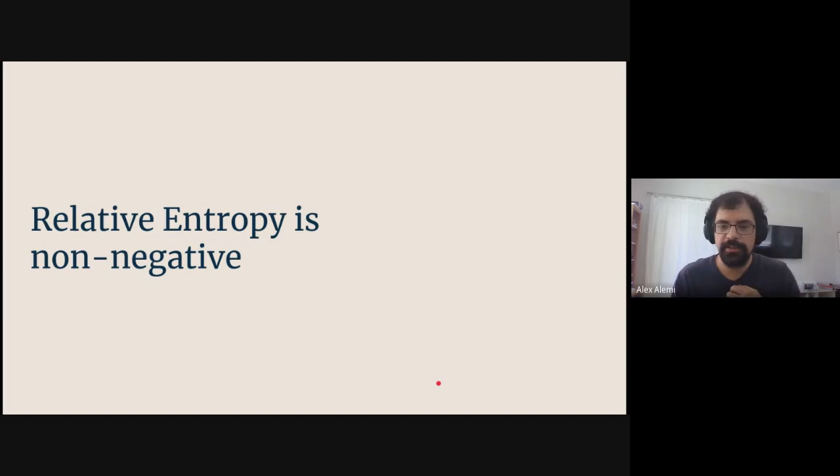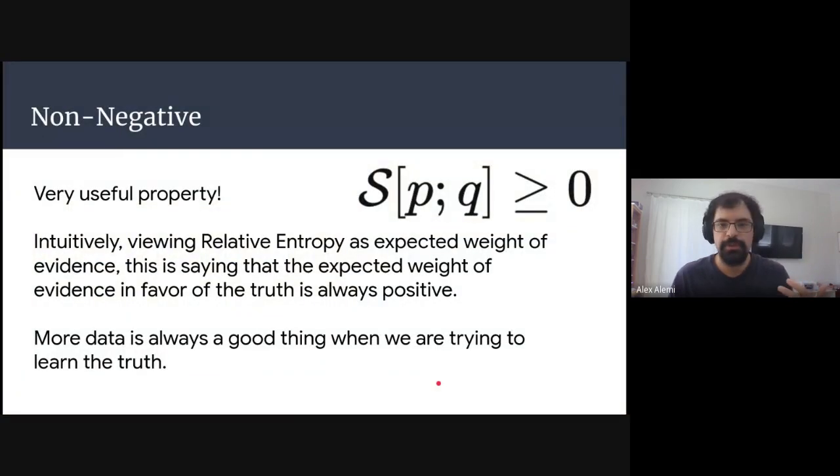You'd also want it to be non-negative, right? If we want to describe how much your beliefs change, it doesn't feel like you should be able to have negative changes. And our relative entropy function is positive. This is a very useful property.